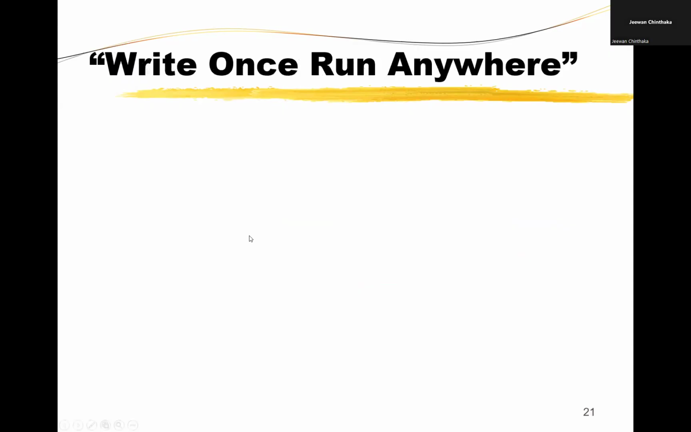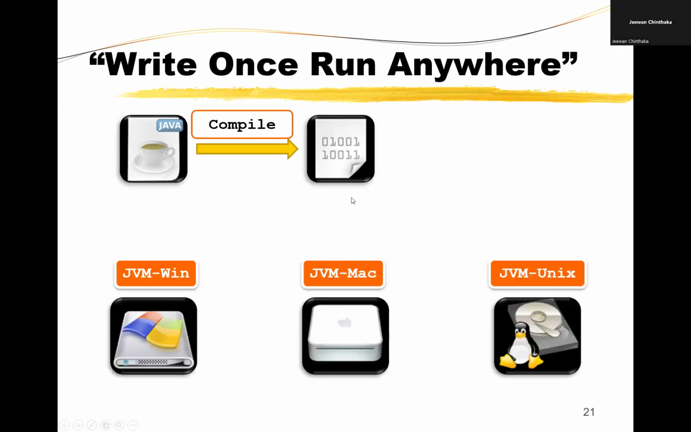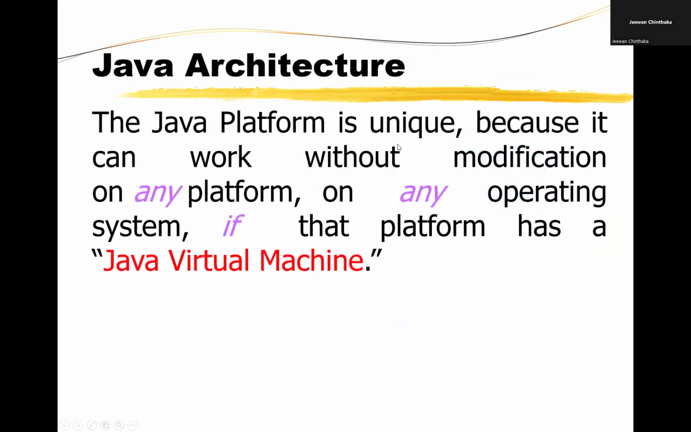And also you can remember, write once, run anywhere, because Java uses the Java virtual machine. Once you have Java compiled into bytecode, it can run on the Java virtual machine. Therefore, every operating system can have the Java virtual machine installed. After you install the Java virtual machine, this bytecode can run on any computer wherever you have Java installed. It doesn't matter what the operating system is, because if you have installed Java, that means the Java virtual machine is there, then we feed our bytecode into it. Therefore, it will work. That is how we could work with Java programs. The Java platform is unique and it can work without modification on any platform, on any operating system, if that platform has a Java virtual machine.